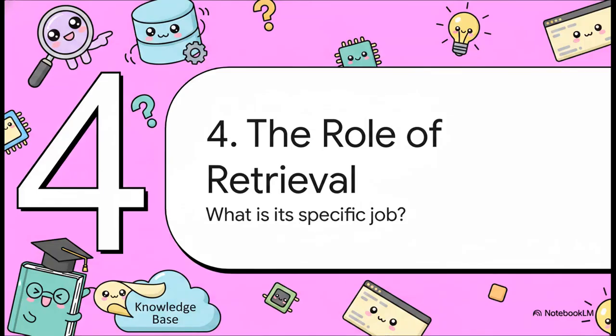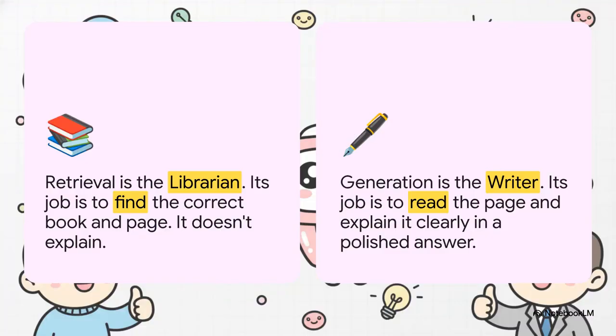We keep talking about retrieval, but let's really zoom in on it for a second. What is its specific job in this whole system? And why is it so incredibly important? Another analogy really helps make the division of labor crystal clear. Think of the retrieval component as a hyper-efficient librarian. Their job isn't to explain the content to you. Their job is to find the exact right book and the exact right page that has the answer you need. The generation component, then, is like the writer who takes that page from the librarian, reads it, and then explains it to you in a way that's easy to understand.